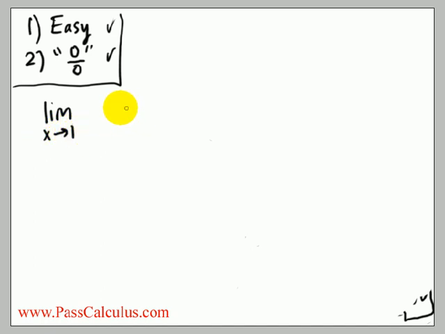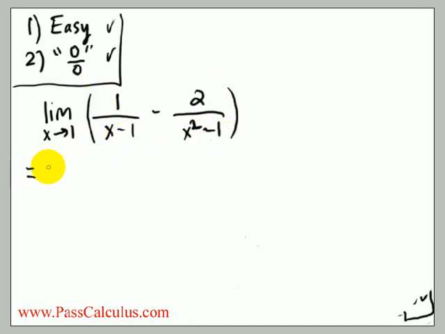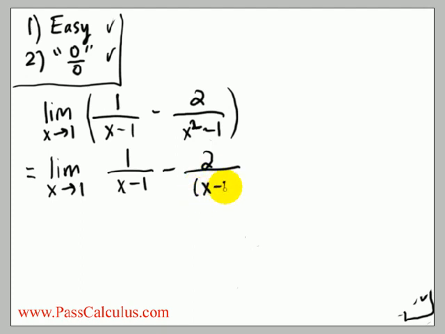The limit as x goes to 1 of 1 over x minus 1 minus 2 over x squared minus 1. Well, this is a difference of two fractions. Let's combine it up. This time the denominators are not the same, are they? We have to do a little bit of work this time. I think first of all we should factor the second denominator here. X squared minus 1 is going to become x minus 1 times x plus 1.